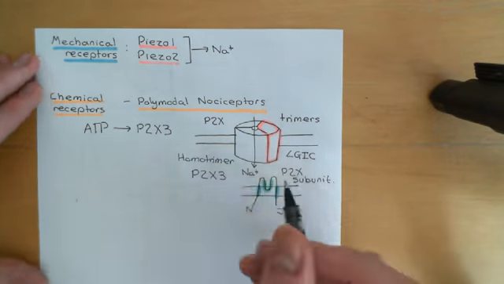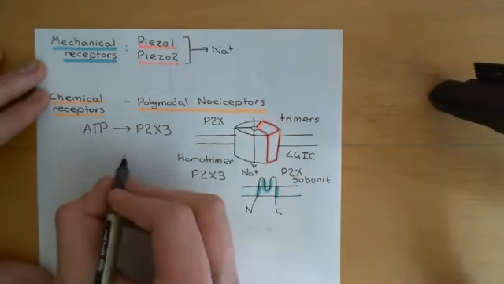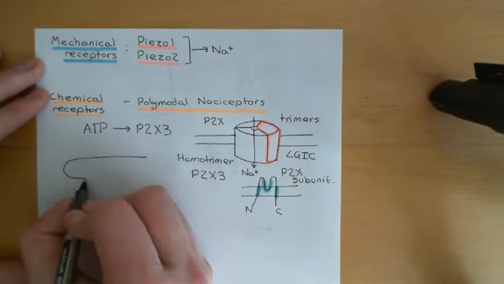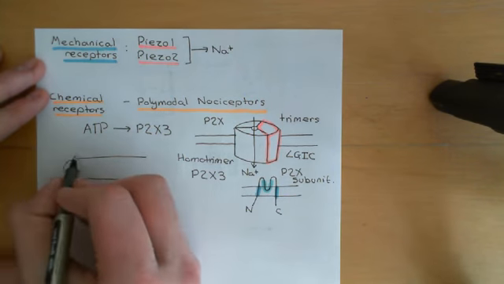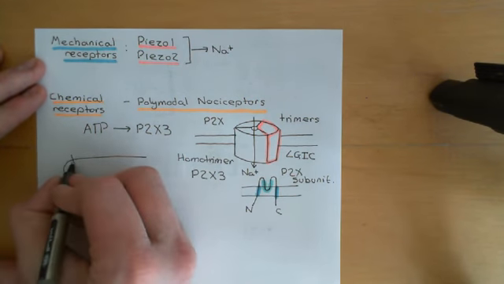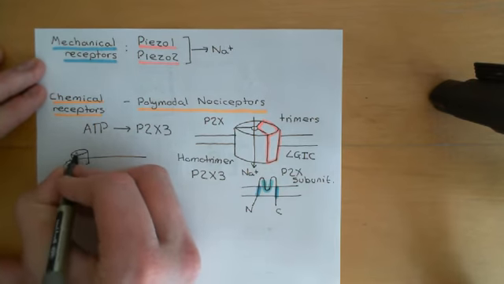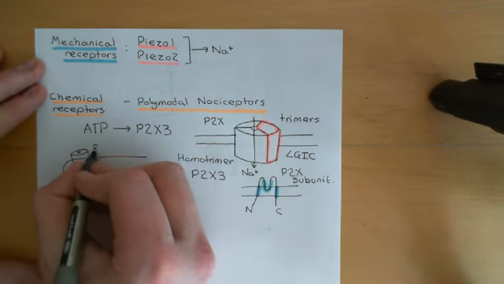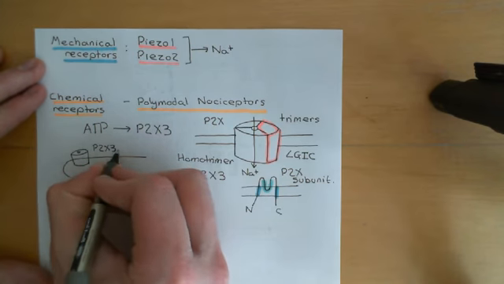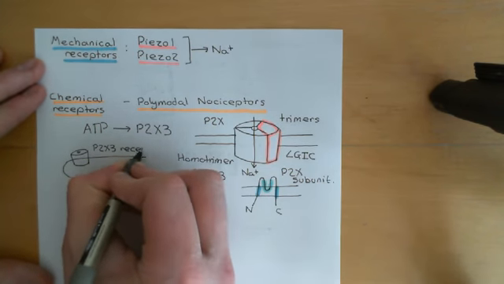Okay, so now let's just put all of that together. So the idea then is on these 3 nerve endings here of these polymodal nociceptors, you're going to have these P2X3 homotrimers here, like so. So this is a P2X3 receptor, or a homotrimer, whatever you want to call it.